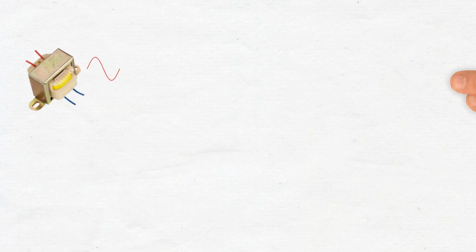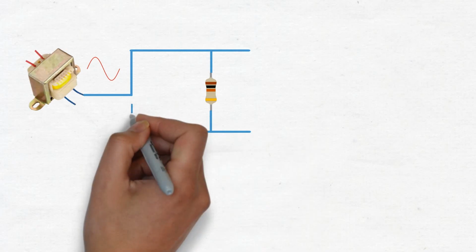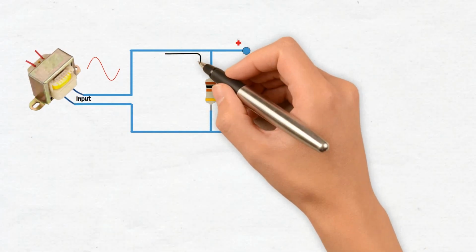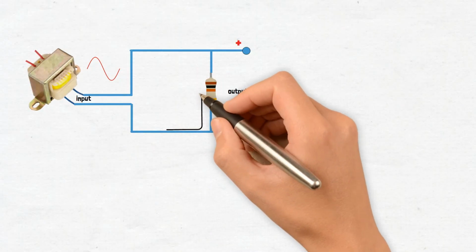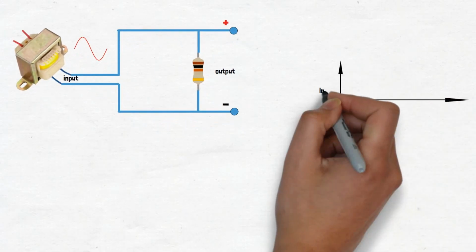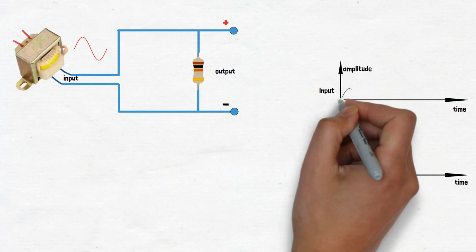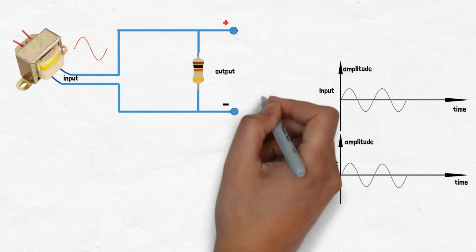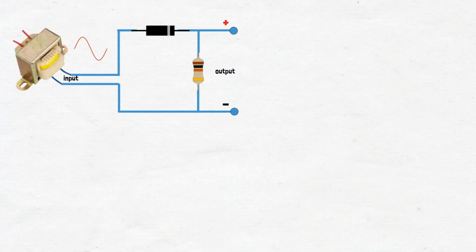What happens if I connect a resistive load to the secondary side? Because the current can flow through the resistor in both directions, resulting in a sine wave voltage across the load. Next, we introduce a diode to the secondary side.